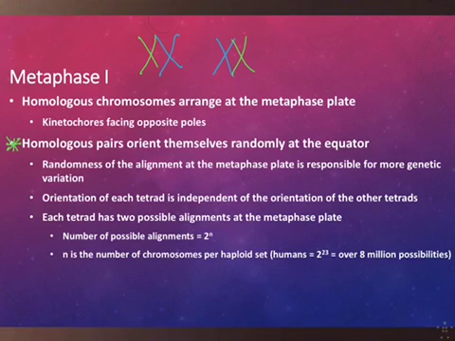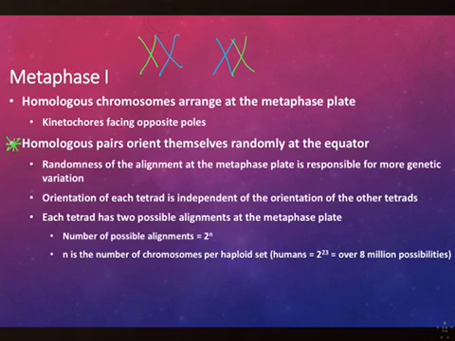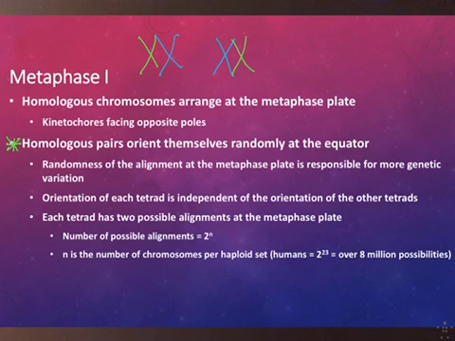Does that make sense? And so this randomness of the alignment at the metaphase plate is responsible for more genetic variation. So this is genetic variation thing 2. The first is crossing over, which gives genetic variation. And this randomness of alignment is the second thing that gives genetic variation to these cells.